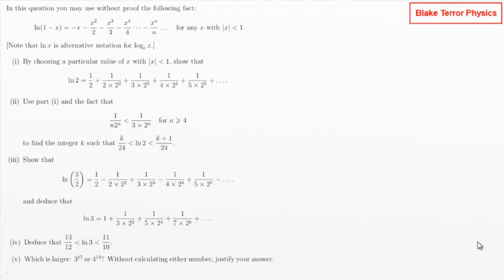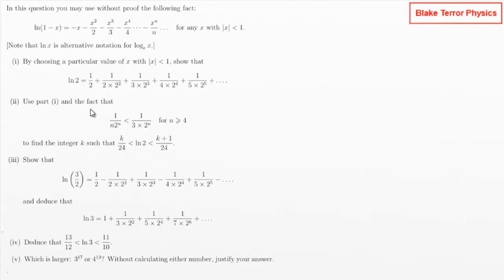Hello, this is question 2 from the 2021 MAT. In this question, you may use without proof the following fact. We've got some expansion here of natural log of 1 minus x for any x with mod x less than 1. Part 1, by choosing a particular value of x with mod x less than 1, show that that is an expansion there for log 2.